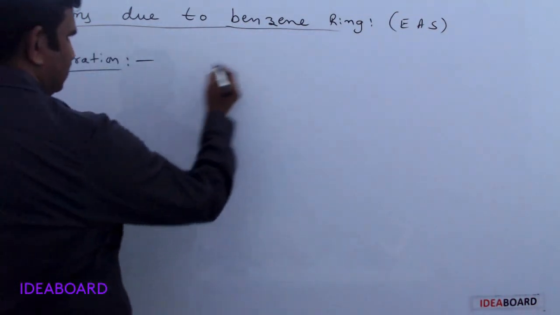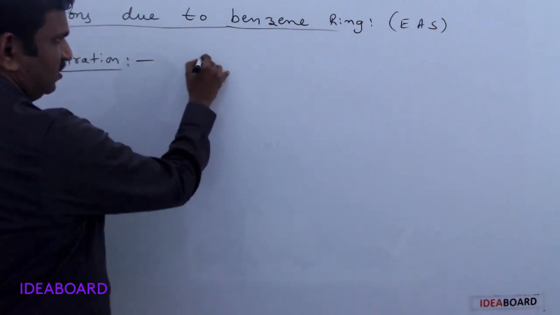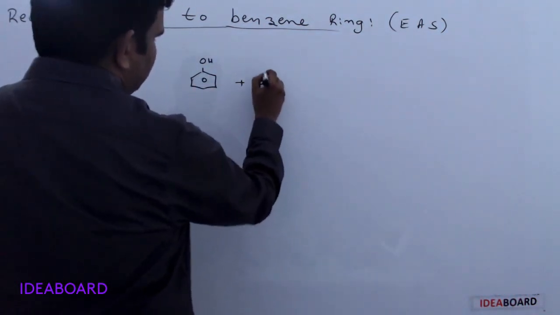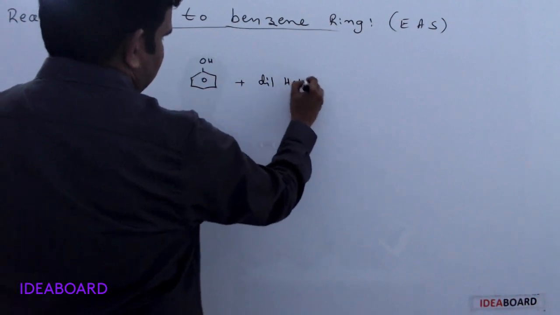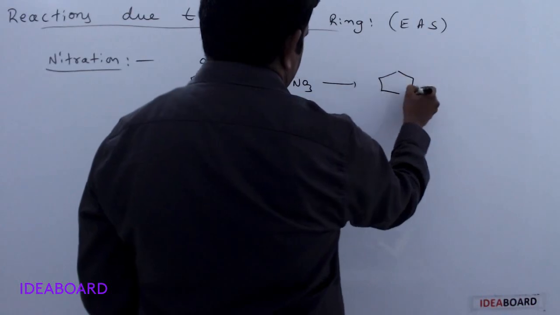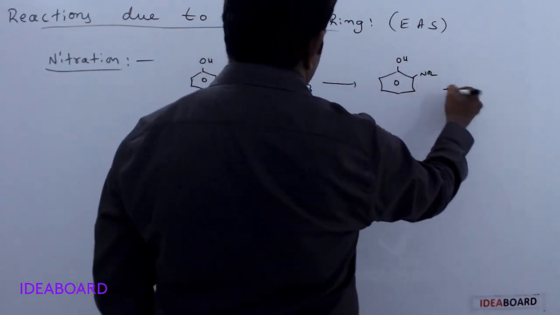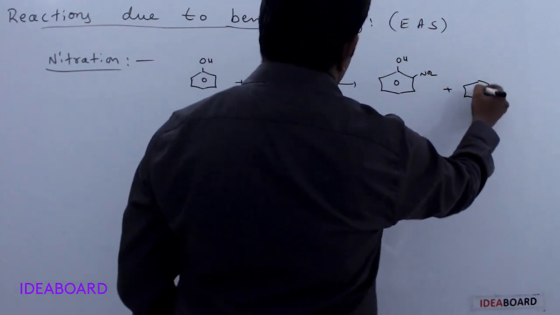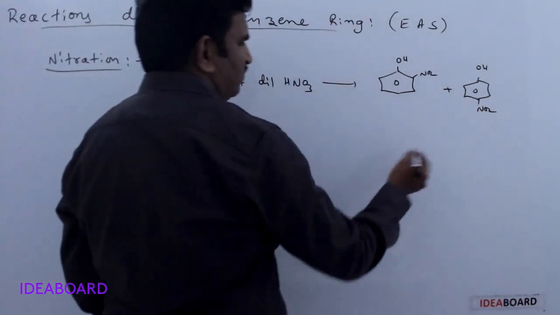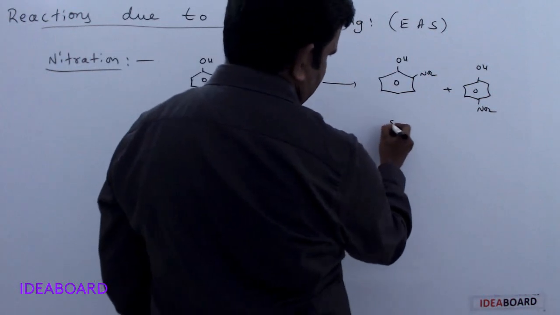The next one is nitration. In the nitration process, when phenol is taken, this phenol reacts with dilute nitric acid, HNO3, and then it forms orthonitrophenol and paranitrophenol. Orthonitrophenol and paranitrophenol are formed. These ortho and paranitrophenols can be separated by the steam distillation process.